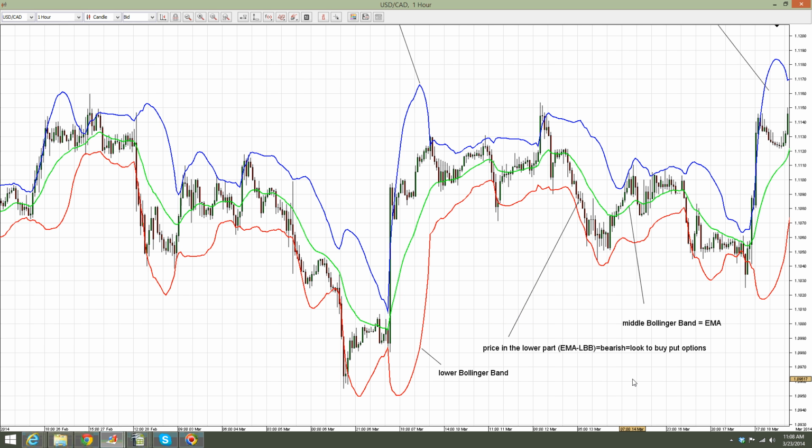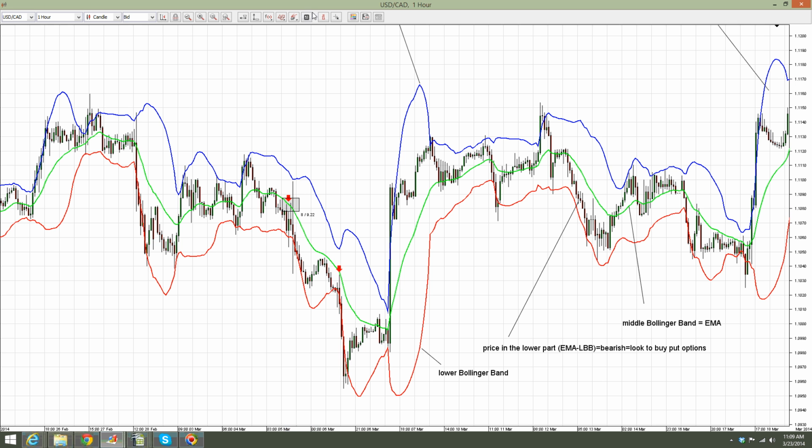Like this, and then you wait for price to come into the bearish situation. So you just go and buy put options every time price is reaching this EMA, with the distance between the upper and the lower Bollinger Band still being valid. So those are the areas where you want to buy put options.